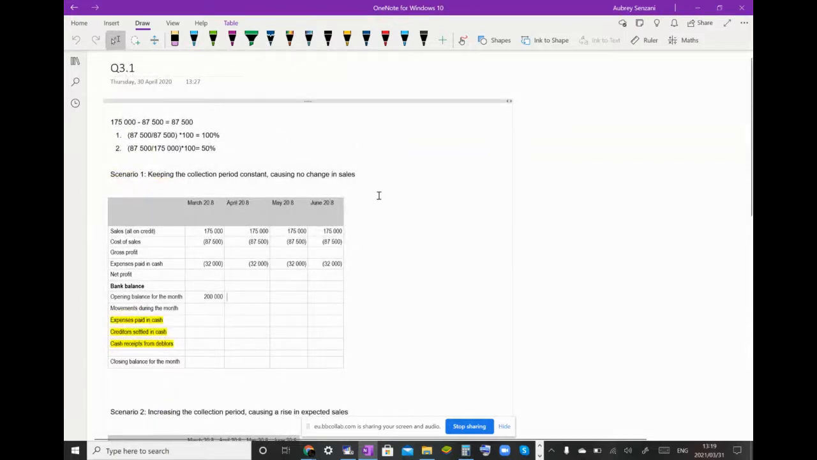Right. So let's start with what is required. What do they want us to actually do over there?